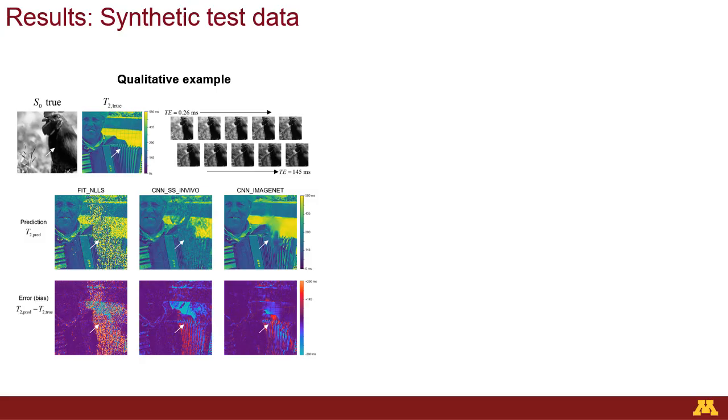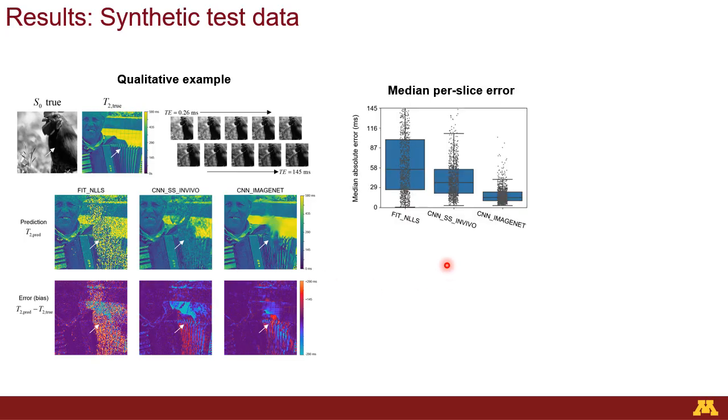We'll first look at how these methods perform on synthetic test data. In this example, these maps are the true values. This is the synthetic image series, and this row is the T2 maps predicted with the three methods. You can see that fit NLS gives some noise amplification in the areas where the S0 is low. The self-supervised method does a little better, and the CNN ImageNet does the best job at estimating T2 in these low SNR areas.